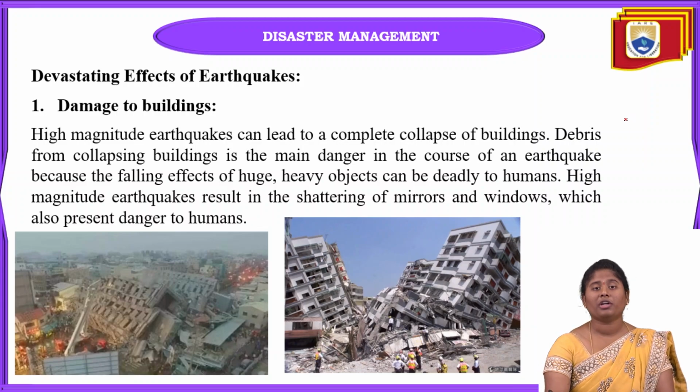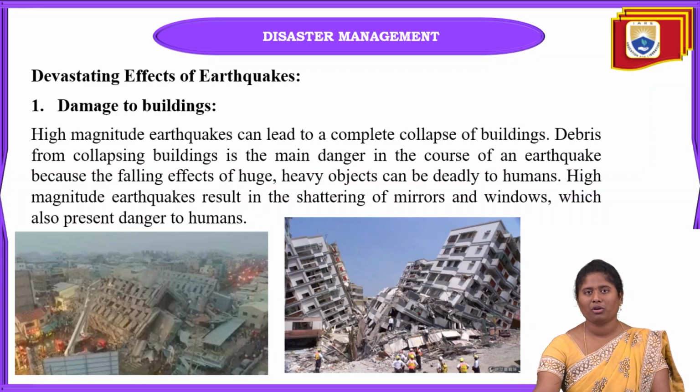What is the effect of this earthquake on buildings? When a high magnitude earthquake occurs over the land, collapsing of the buildings will automatically happen. Mainly, so much debris is released from the collapsing of buildings. So there will be huge loss for humans and also properties. Huge and heavy objects can fall onto humans, and so many humans lose their lives because of this.